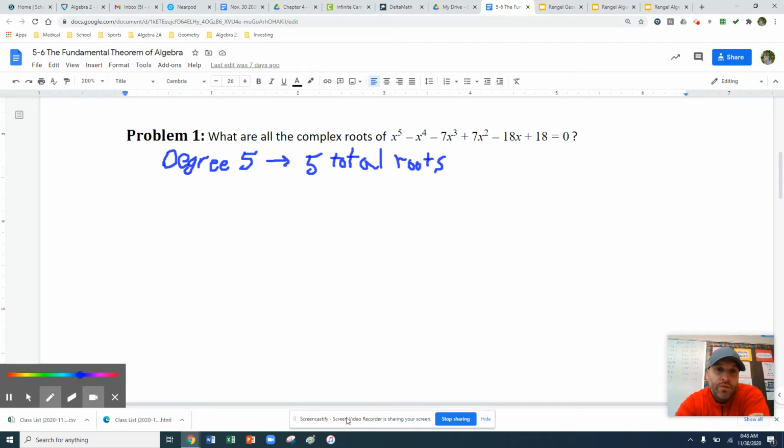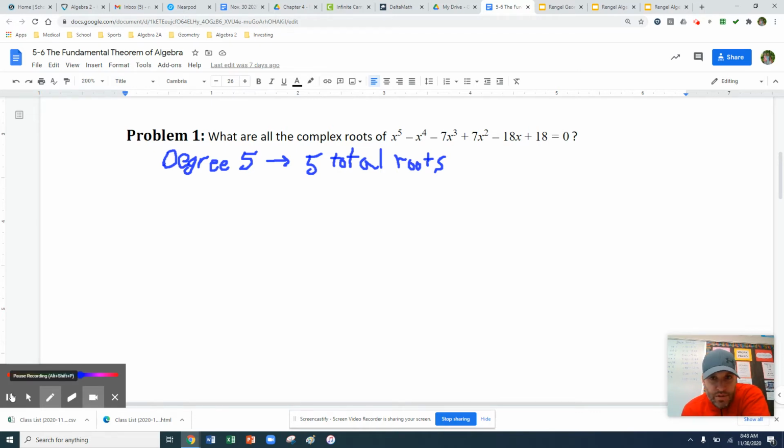So I either have 2 of them or I have 4 of them, which means I am going to have 1 or 3 real roots. So these are things you're starting to think about before you start to look at this problem. Now to find the complex roots, we are going to first find the real roots, and then we can start to use synthetic division to factor our polynomial.